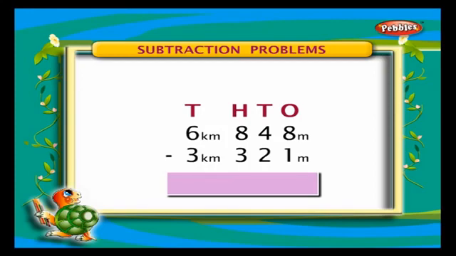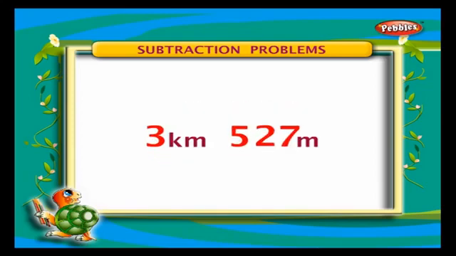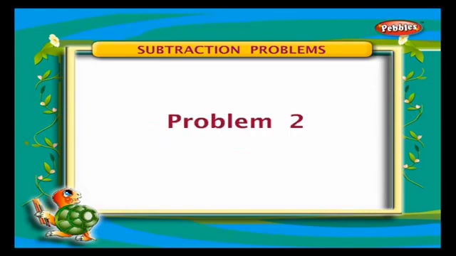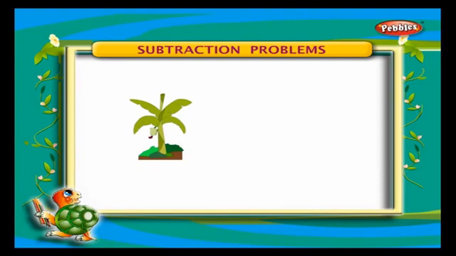Arrange them in columns. Subtracting ones, we get 7. Subtracting tens, we get 2. Subtracting hundreds, we get 5. And subtracting thousands, we get 3. So the difference between the distances traveled by both the vehicles is 3 kilometers and 527 meters.